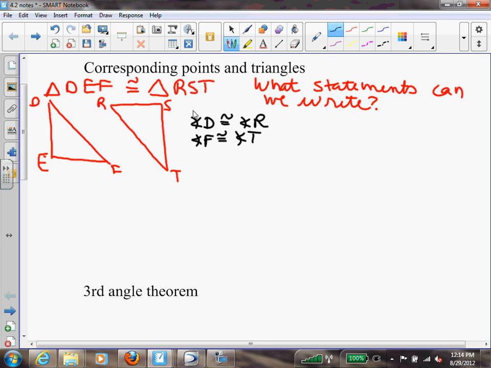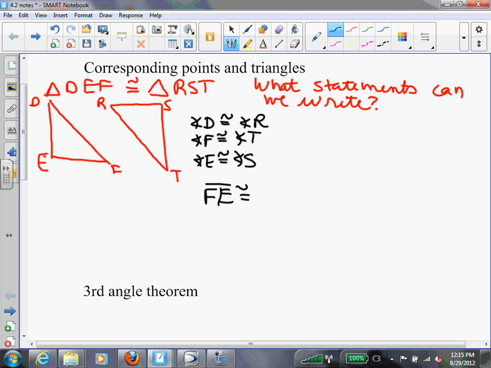And who else can tell me what my last angular congruency statement would be? Raise your hand. What would the last one be? Sydney? Angle E is congruent to angle S, yes. Okay, with congruency, order is important, correct? So when we talk about sides, if I said segment FE, what would it be congruent to in the other triangle? Sarah? I have to go T to S, right, not S to T.